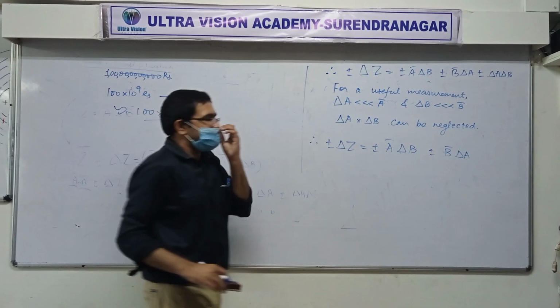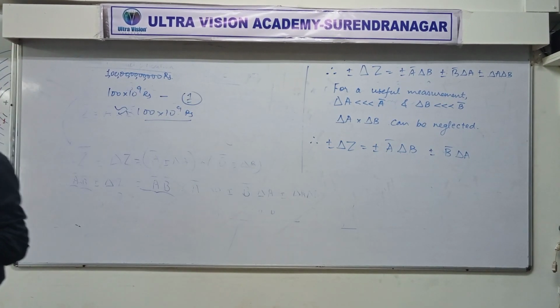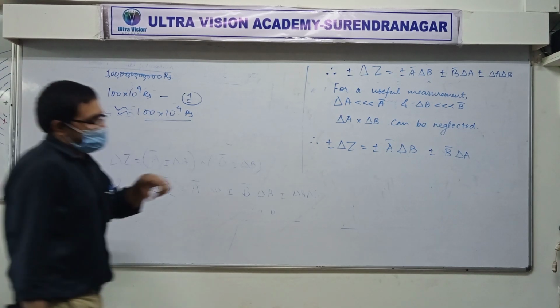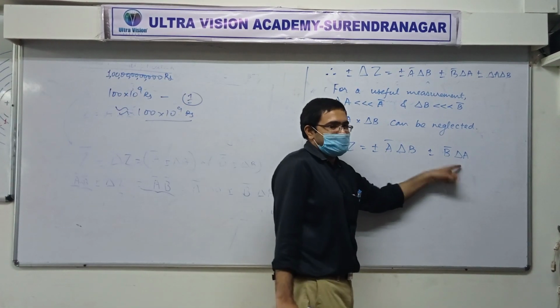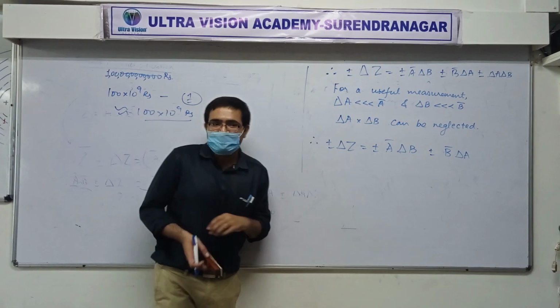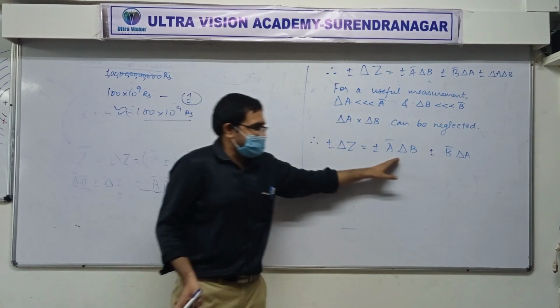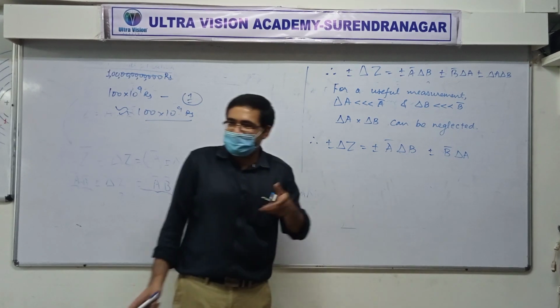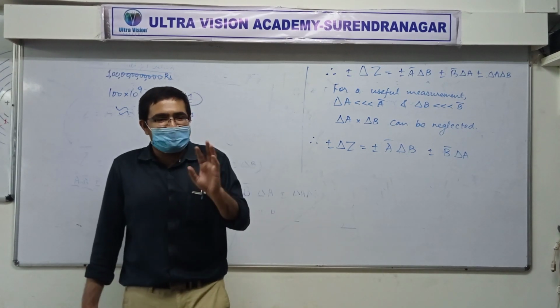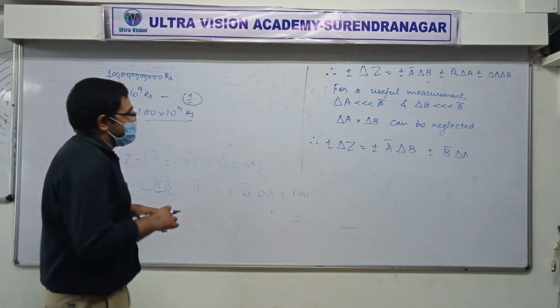Okay, the last one is neglected. Understood? You might have a question: sir, why aren't you neglecting this and this also? Anyone has that question in mind? Very good question. Anyone else? Delta A, delta B is here also. Why didn't you neglect that as well? Let me explain. It is as follows.